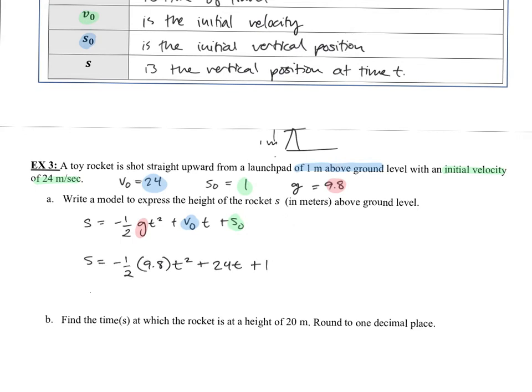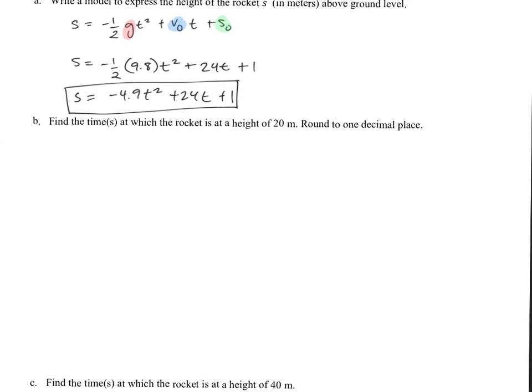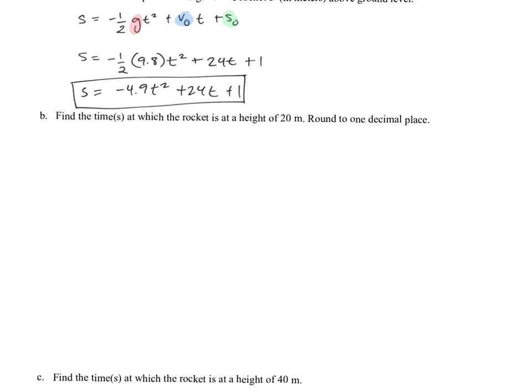Lastly, I'm going to simplify this front part right here. That'll be negative 4.9 t squared plus 24t plus 1. Alright, now let's take a look at the problem we're given. It wants us to find the time t at which the rocket is at a height of 20 meters, rounded to 1 decimal place. So when s, the height, is 20 meters.